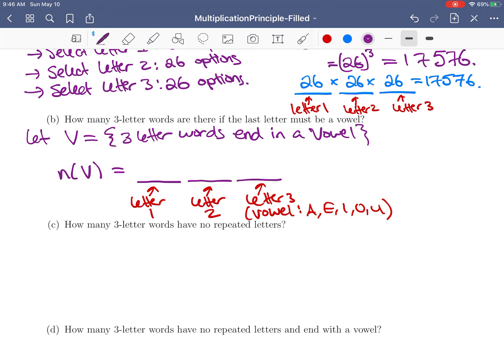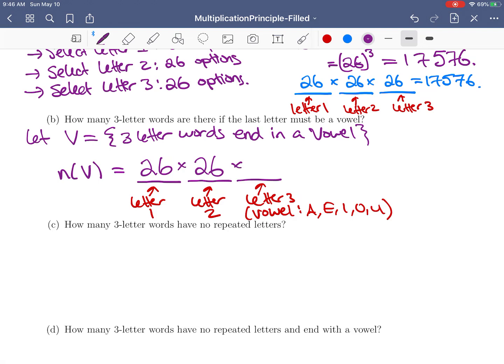Now we want to go through. Let's start at letter 1. How many options are there for letter 1? Well, this can be any letter, so there's still 26 options. What about letter 2? We're allowed repeats. It doesn't say we're not. So we can repeat the letter, and we still have 26 options.